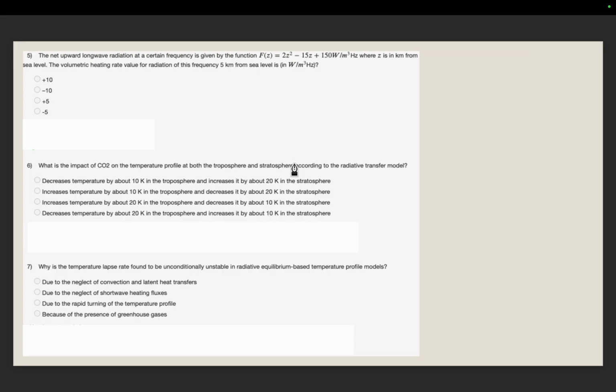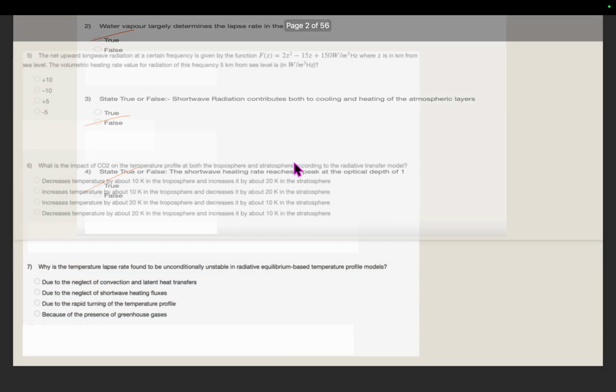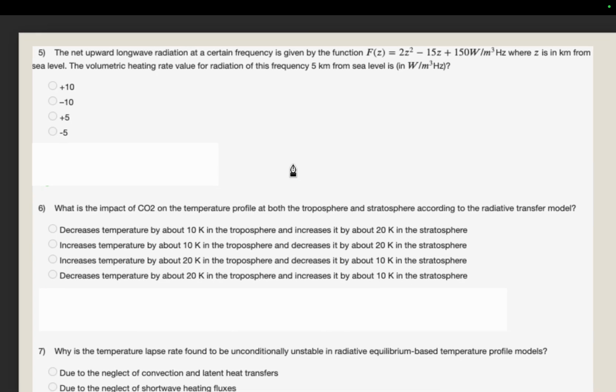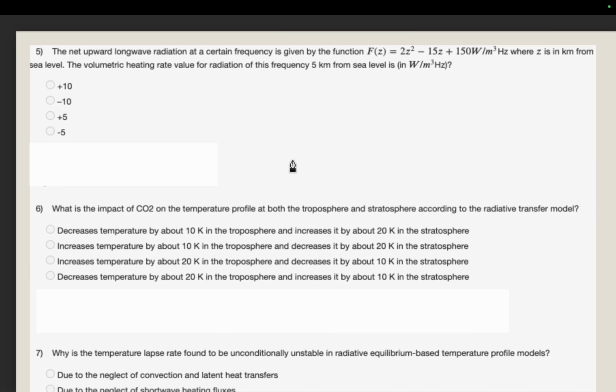Excuse me, ma'am. Yes. The question is too small. It is not visible properly. Is it now visible? Yes. Okay. It's okay. I will give some time, 1 or 2 minutes.